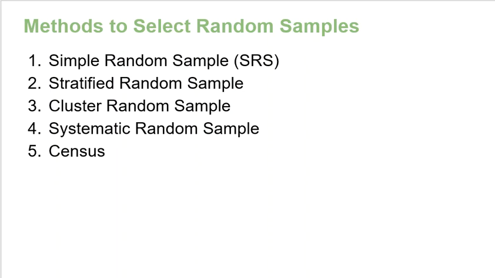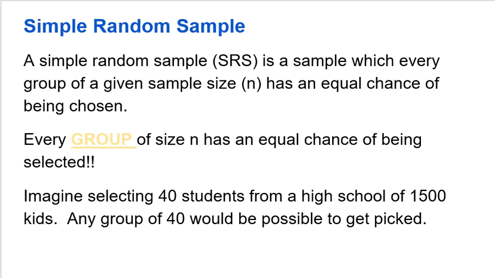As we talk about each of them, we're going to talk about positives and negatives, pros and cons. But again, if you're looking for a random sample in any situation, these can all work to be good and random, but there's just good things and bad things to them all. All right. Let's talk about what a simple random sample is, SRS, simple random sample. This is a sample where every group of a given sample size, lowercase n, has an equal chance of being chosen. So once again, remember lowercase n is just the size of your sample.